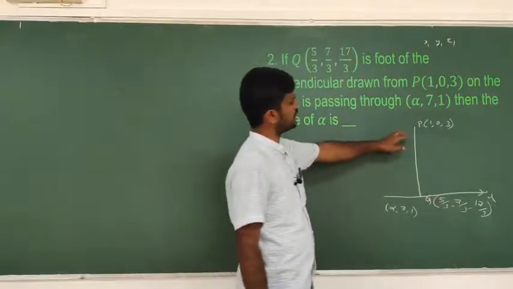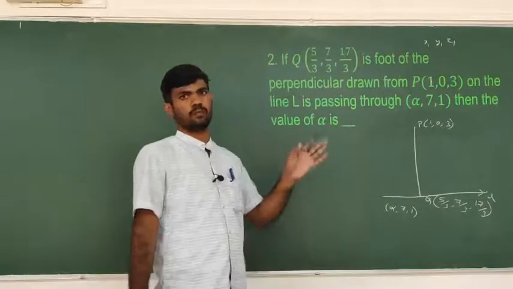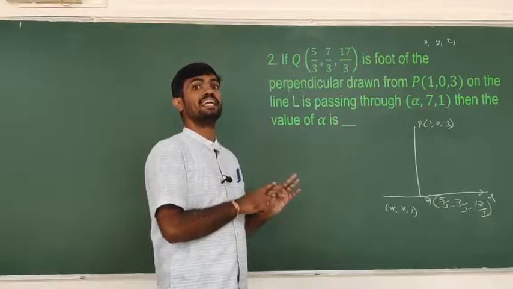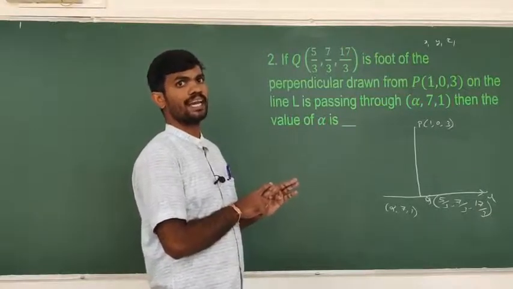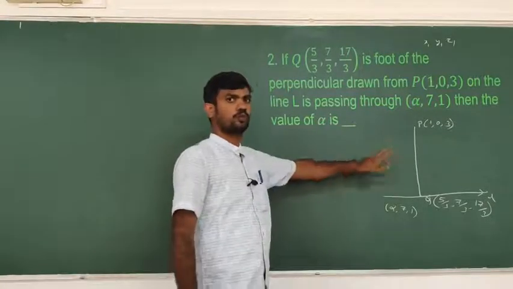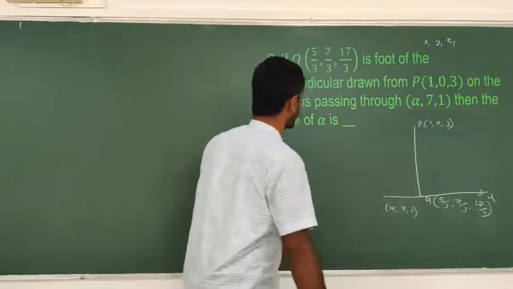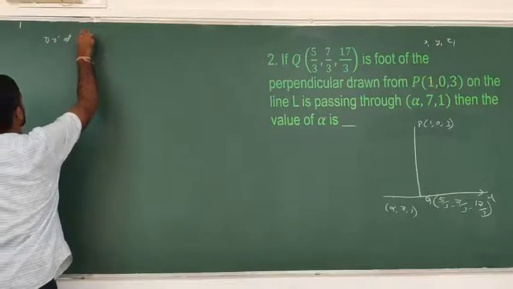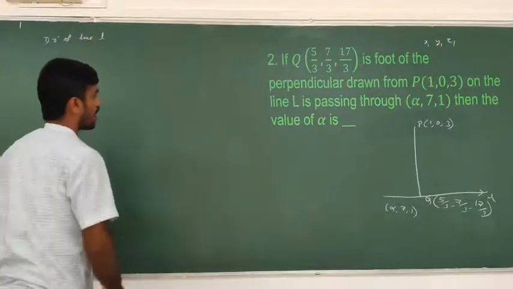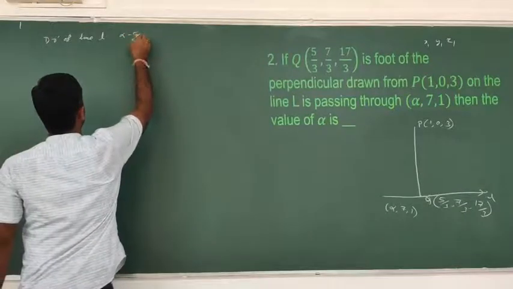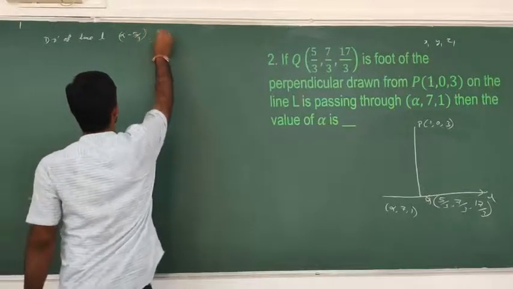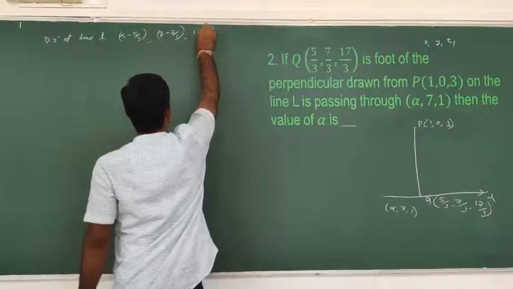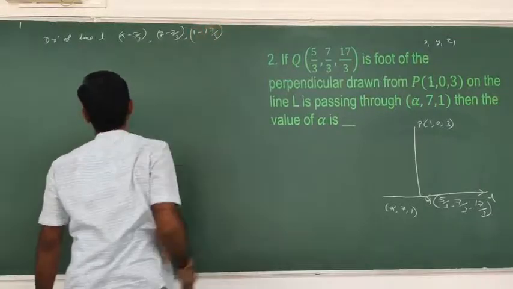If this line is perpendicular to this line, then what is the formula we have? We know that the sum of the product of their direction ratios of those two lines is equal to 0. So first, direction ratios of line L. That is alpha minus 5 by 3 comma 7 minus 7 by 3 comma next 1 minus 17 by 3. So these are the direction ratios of line L.